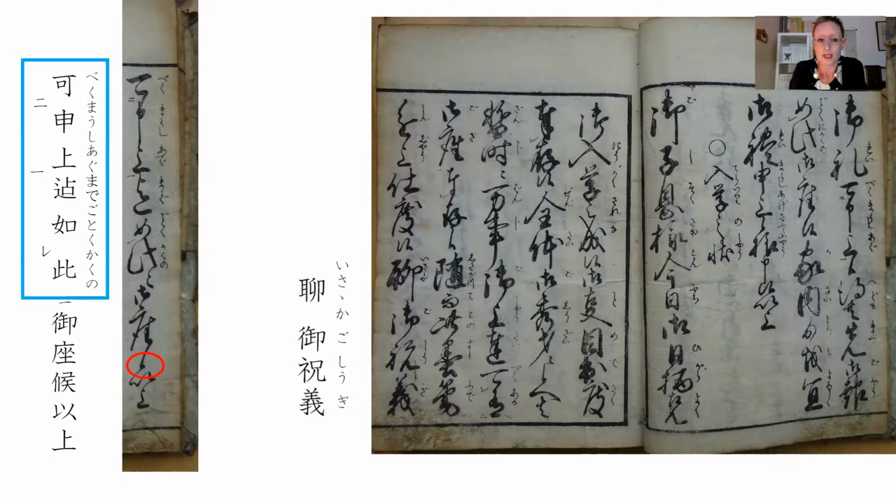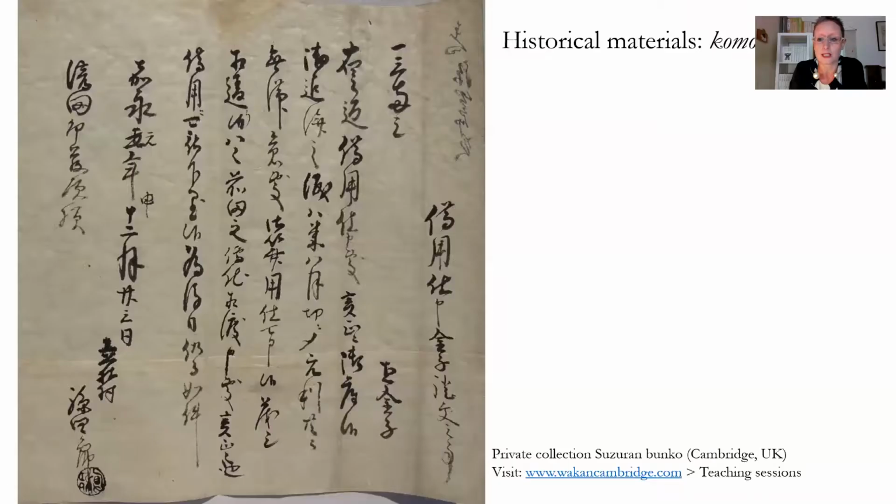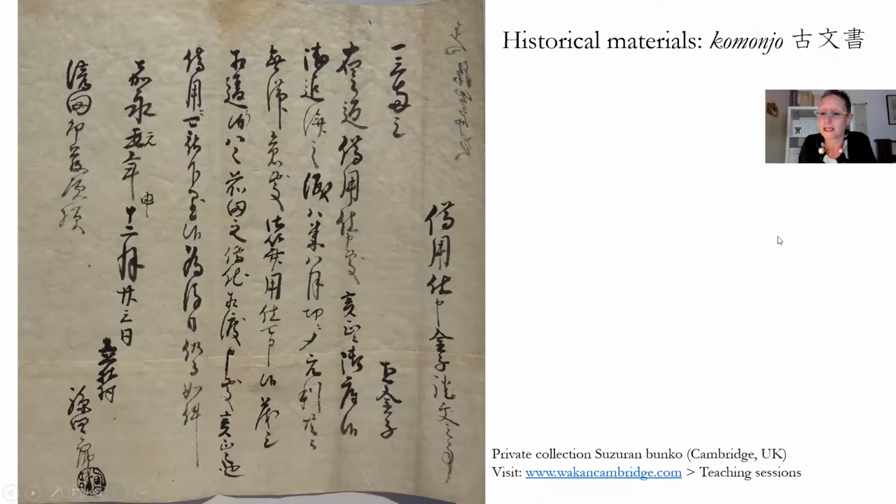Documents, historical archival documents are written in sōrōbun. And this is an example of a document whereby a person has borrowed money. And you can find the document and the transcription that we did in some previous summer schools on the website under Gokan Cambridge .com and under teaching sessions.